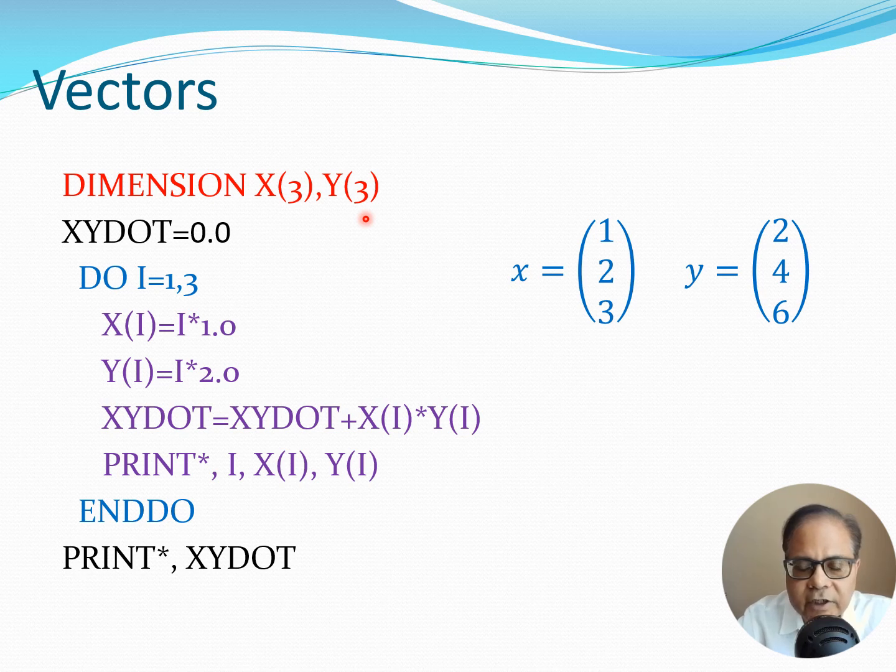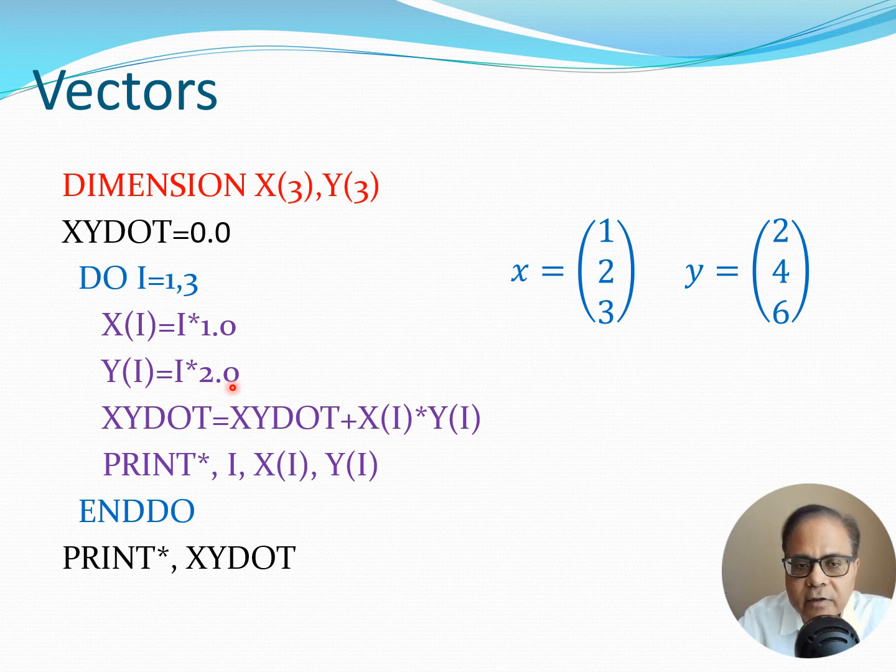Now let's write a simple program to calculate the dot product of two vectors. So let's say we have vectors x and y here. X is 1, 2, 3, y is 2, 4, 6, and we want to find the dot product. So what we can do is we can create a do loop. Do I is 1, 2, 3, and I can say xi is I into 1.0 and yi is I into 2.0. I have put 1.0 and 2.0 to make sure that the I here is converted into floating point.